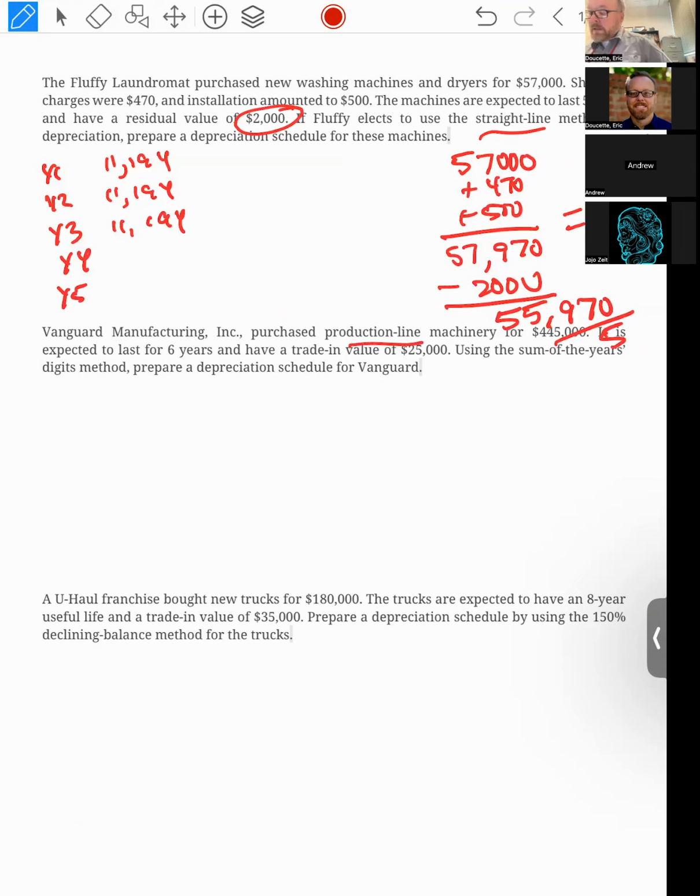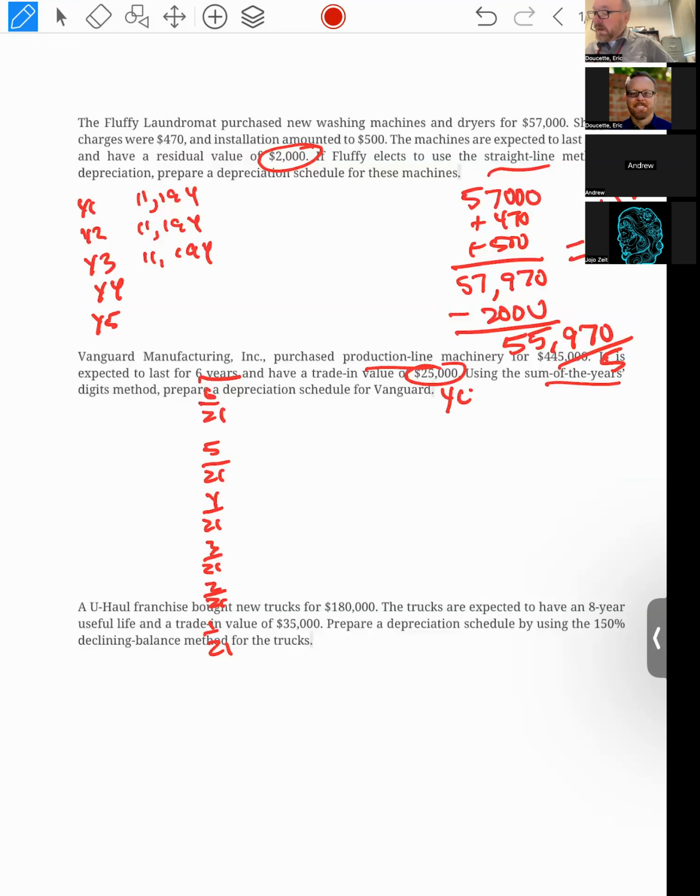The product line, this is sum of the years. Okay, so it's 6 years. So remember, 6 years is going to be 21. So it's going to be 6/21, 5/21, 4/21, 3/21, 2/21, 1/21. And the amount is trade-in value is $445,000 minus the trade-in value of 25,000. So that's going to be 420,000. So we're going to multiply 420,000 by each of these.